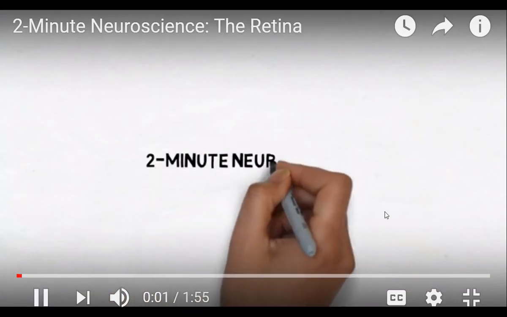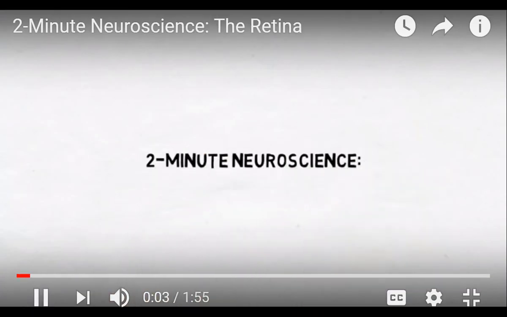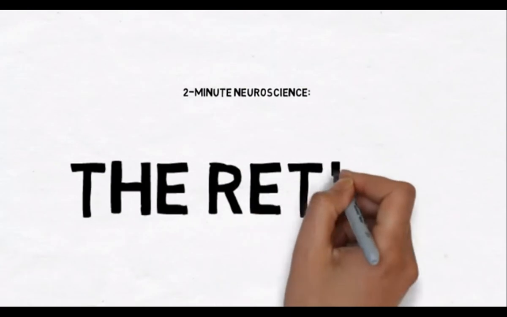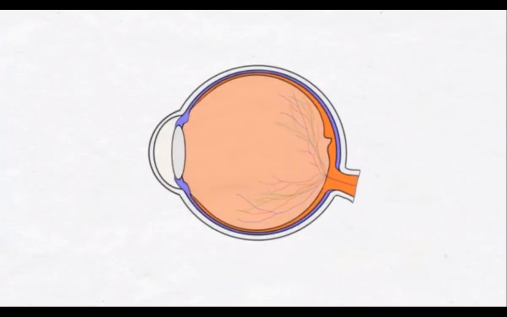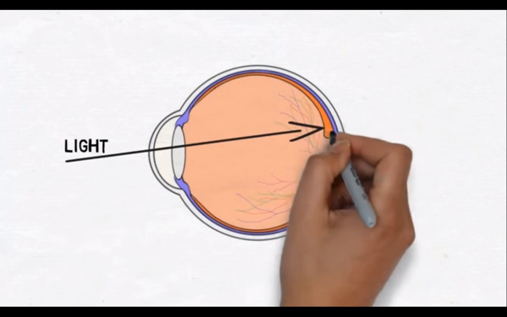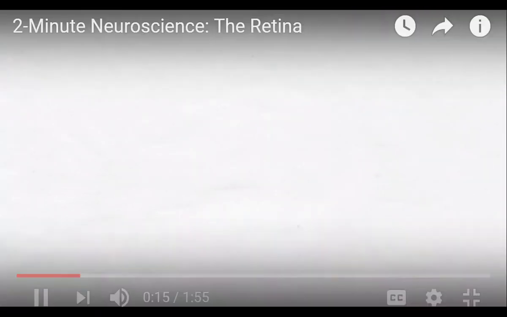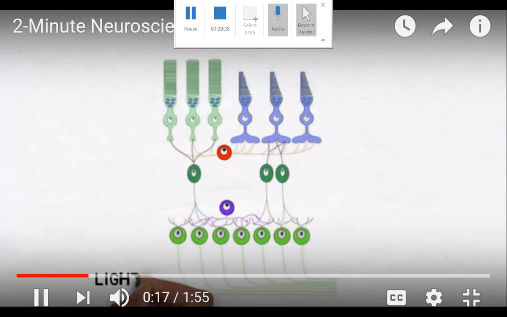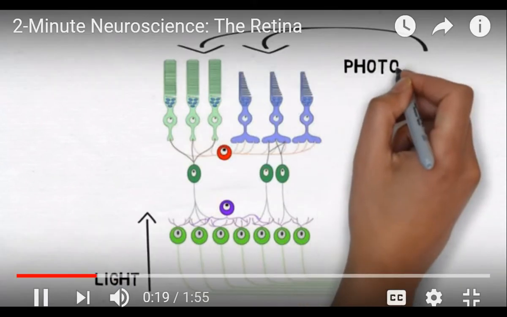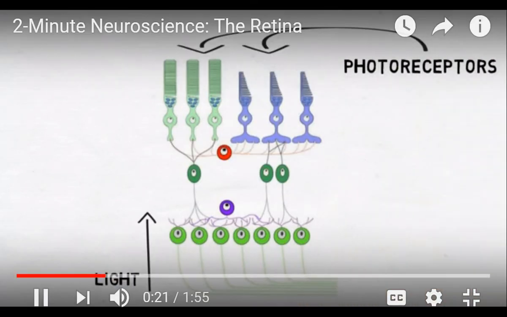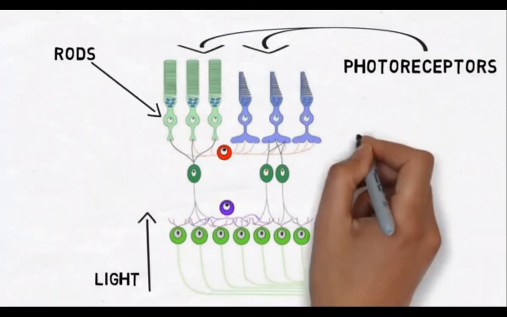Welcome to 2 Minute Neuroscience, where I simplistically explain neuroscience topics in 2 minutes or less. In this installment, I will discuss the retina. The retina contains the neural component of the eye. When light reaches the back of the eye, it enters the cellular layers of the retina. The cells of the retina that detect and respond to light, known as photoreceptors, are located at the very back of the retina. There are two types of photoreceptors, rods and cones.